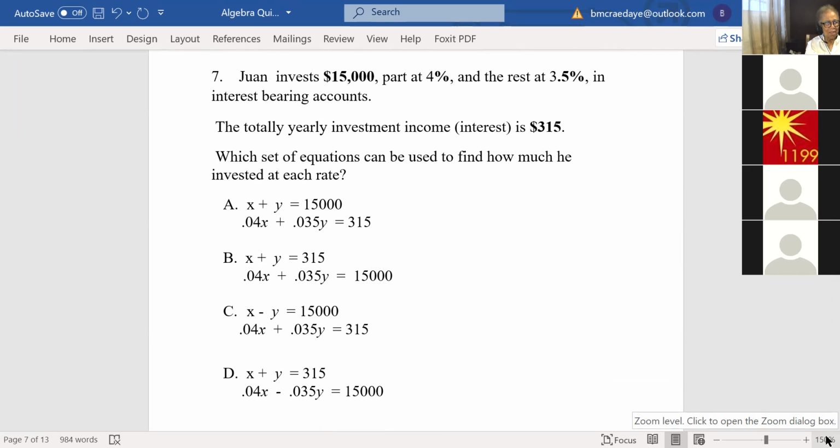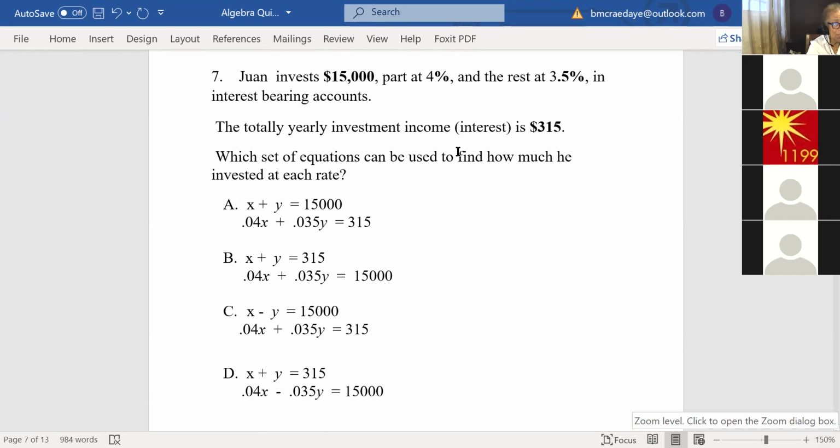Now wait, Audrey, you only had to pick out the equations that you can use to find how much you invested at each rate. So you didn't have to solve anything. You had to pick the setup. Okay, but what's the setup then? What's the answer for the setup?